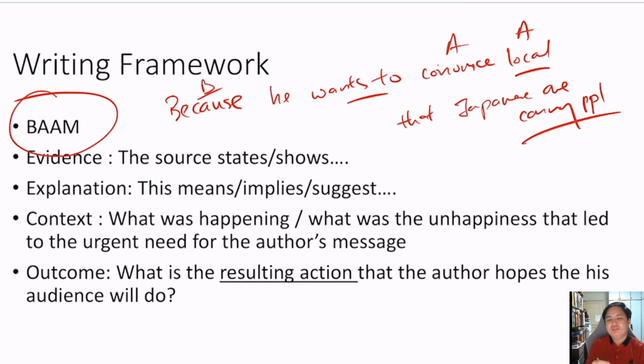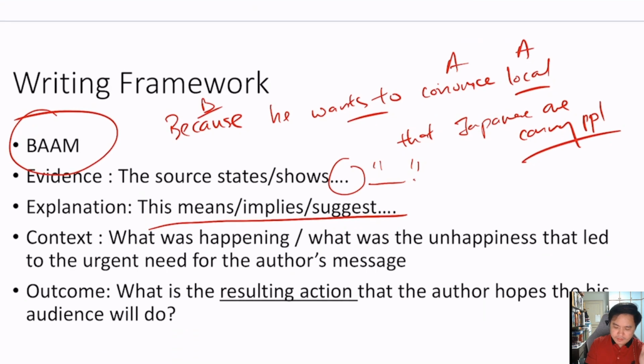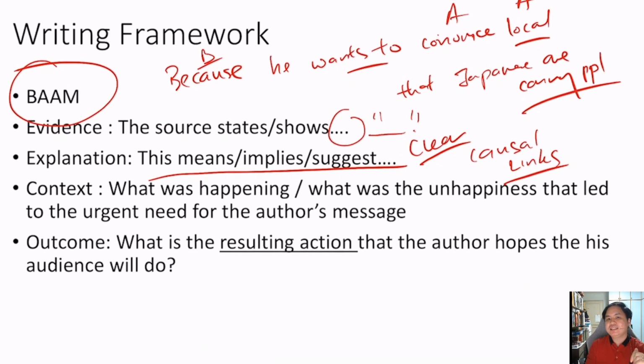After that, do your simple inference skills again. What is the evidence? The source states, shows, quote it. Quote it down. If it's a text, if it's a picture, write down again everything you see in the picture. Next, explain it again. This implies, suggests. Again, for your explanation, please go back to the inference skills again. Make sure it's clear. Make sure it's clear, and make sure I can see the strong causal links back to your opinion, right? Why is it that he has this opinion? Because the evidence would suggest all these causal links, right? Make sure it's clear, and again, in your own words.